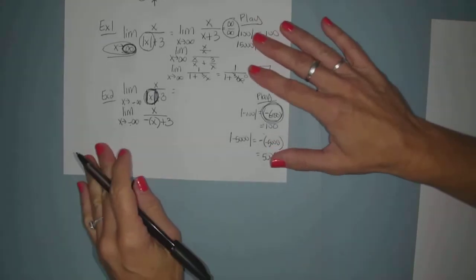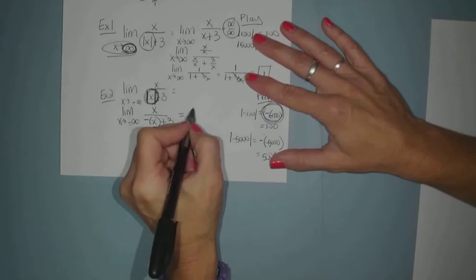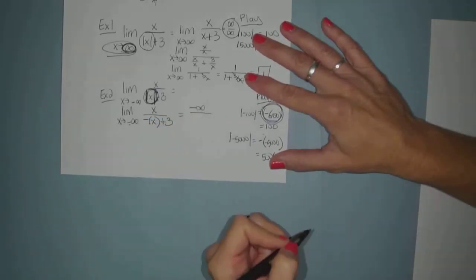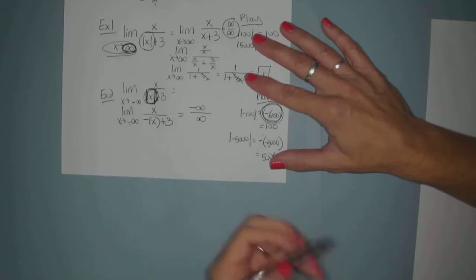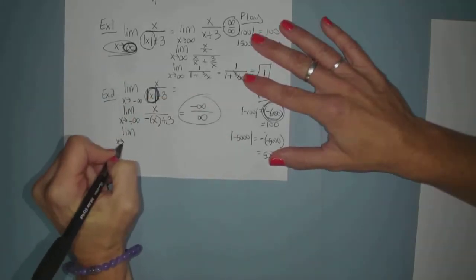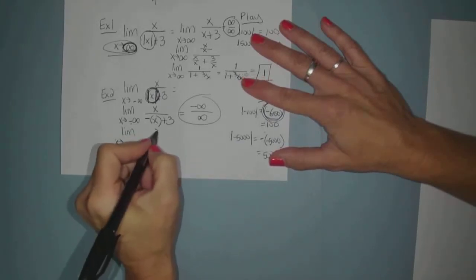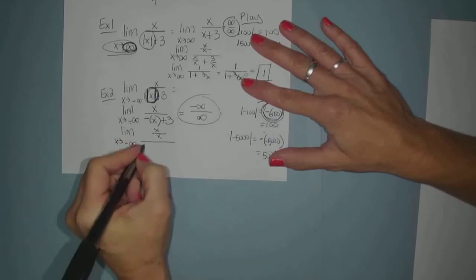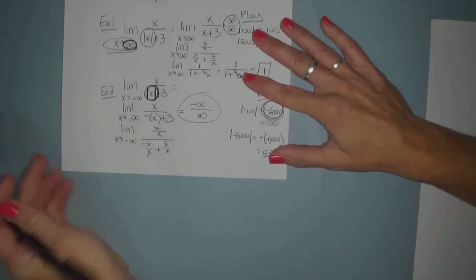The rest is history. If we plug negative infinity in now, we have negative infinity over positive infinity because the opposite of negative infinity is positive infinity. That's undefined. So now we will divide by the highest power of x in our denominator, which is x. So x over x divided by negative x over x plus 3 over x.